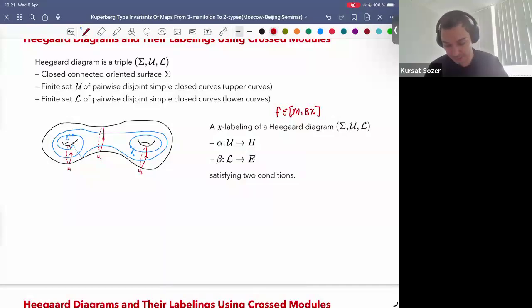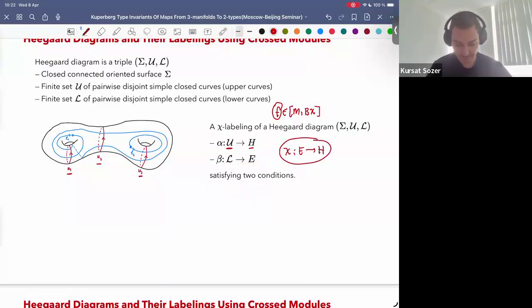Okay, we need to encode this homotopy class of a map into this diagram. And how do we do this? We assign each upper circle an element of the second group H, and each lower circle, the blue ones, an element of the first group of the crossed module. Remember, I keep using the same crossed module. And they need to satisfy two conditions.